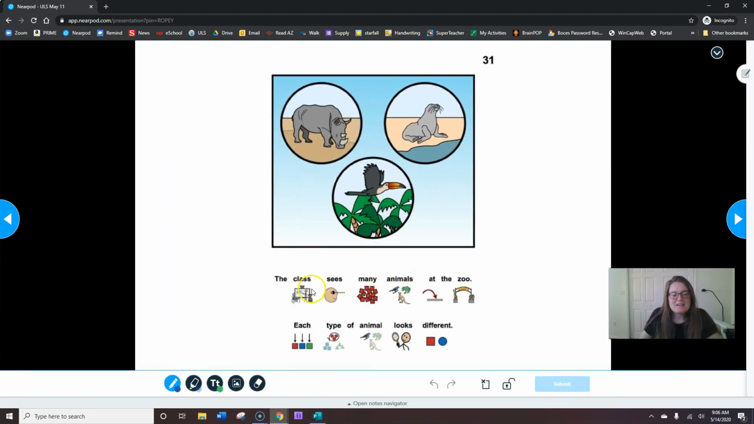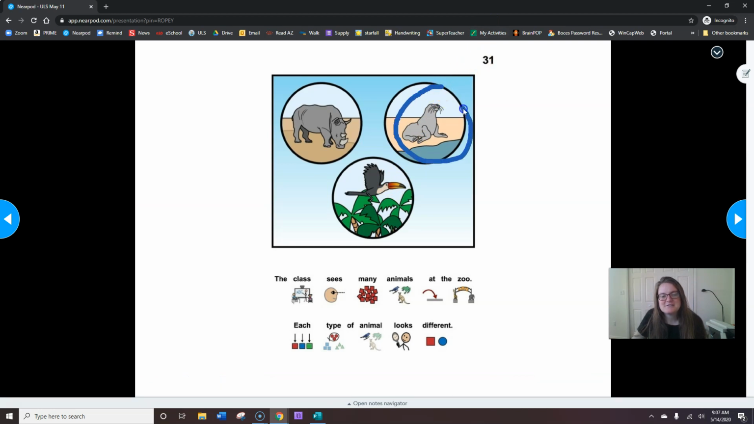Okay. The class sees many animals at the zoo. Each type of animal looks different. There's a rhino, a seal, and a toucan bird. Which one do you like the most? Circle your favorite. I like seals.